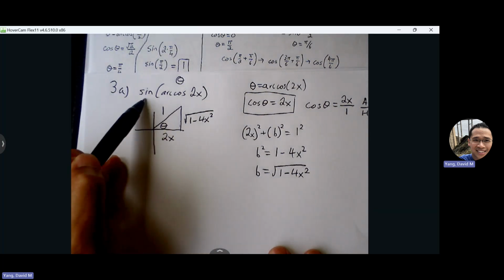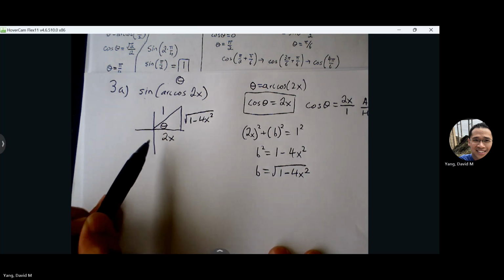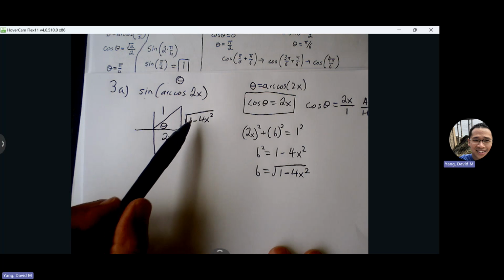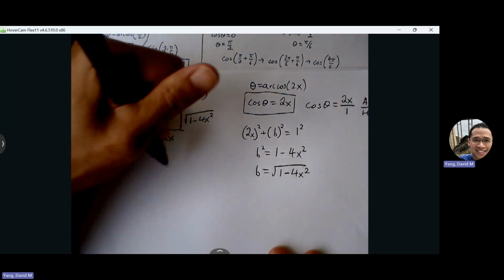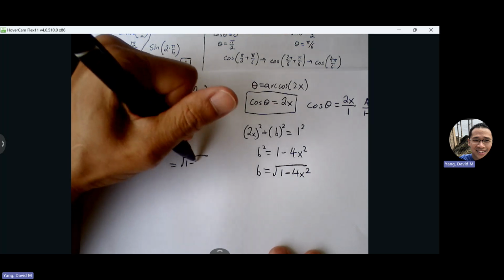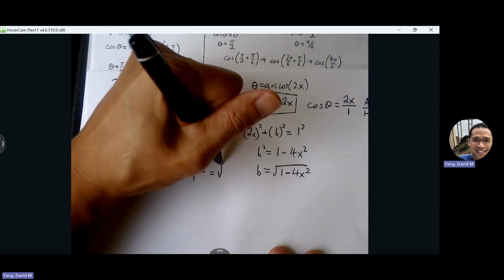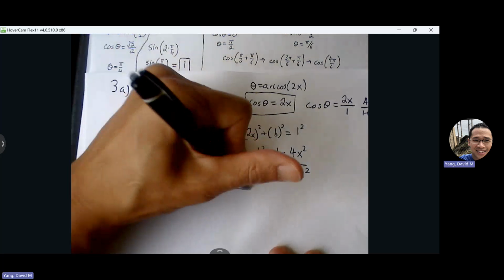Now that I have my scenario built from this arc cosine of 2x, I can find out what I'm really looking for, which is sine of theta. So what's sine of theta going to be? Opposite over hypotenuse. Yep. So we get root 1 minus 4x squared over 1. You can leave that 1 there, or we can drop the 1. So either is fine.